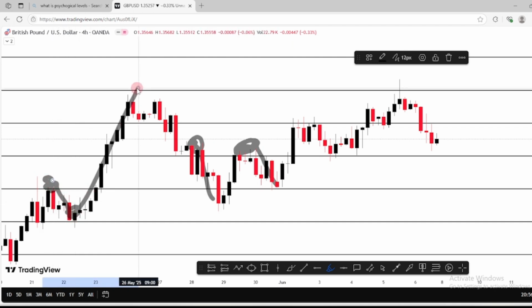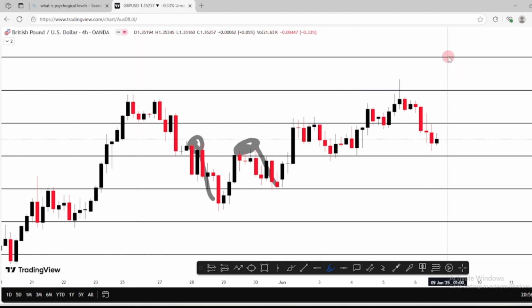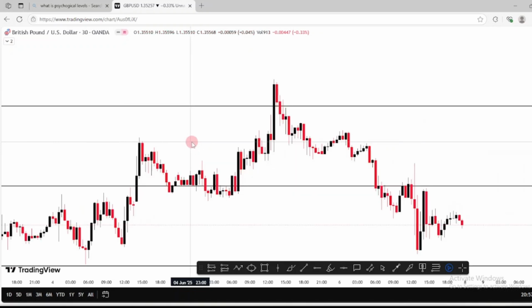You have to draw a psychological level in a bigger picture, that is in a bigger time frame, either the daily or the 4-hour, and then you scale down to the smaller time frame and take your trade from there. Now we're in the 4-hour. Let's go to the 30 minutes and see how price is reacting at the psychological level. Now in the 30 minutes, you can see the reaction of price at the psychological level.